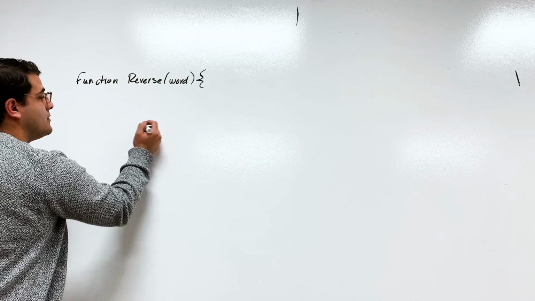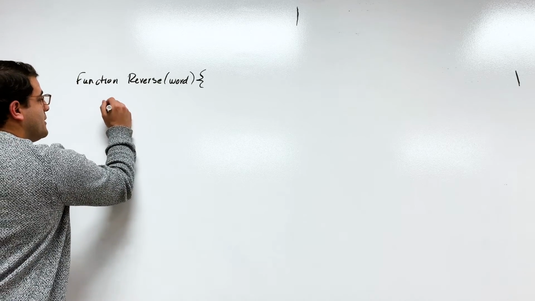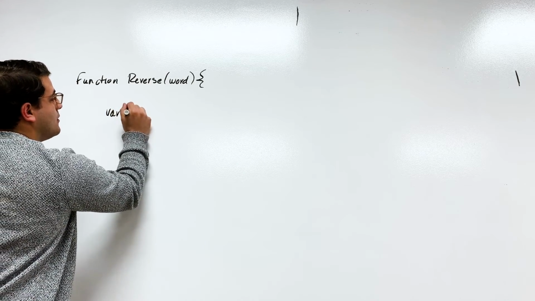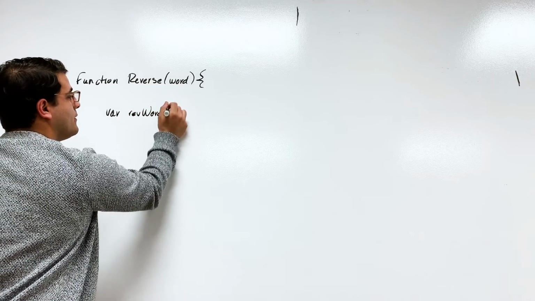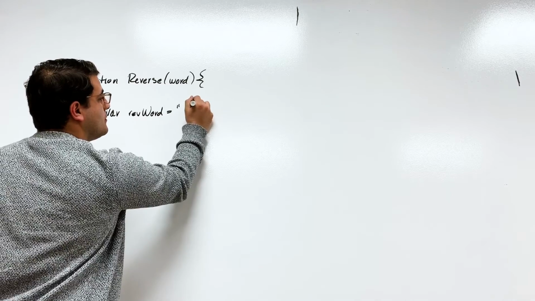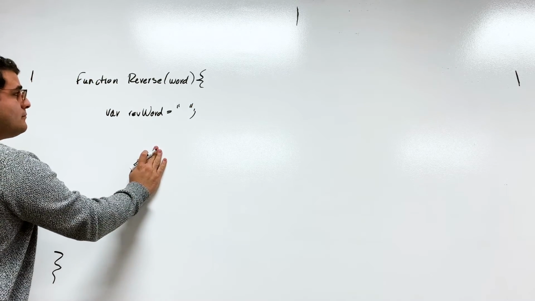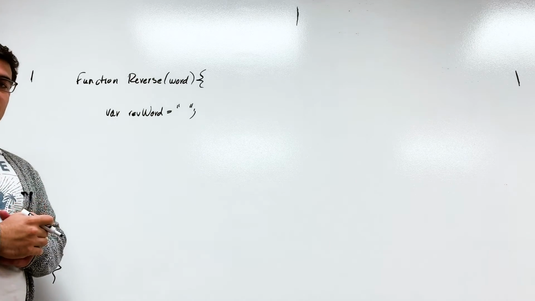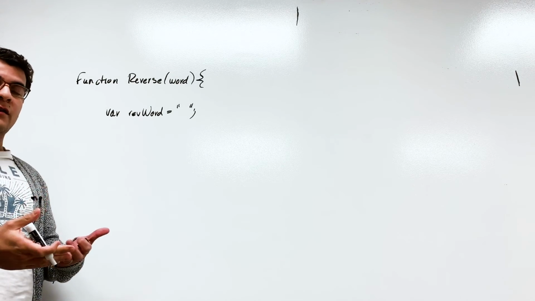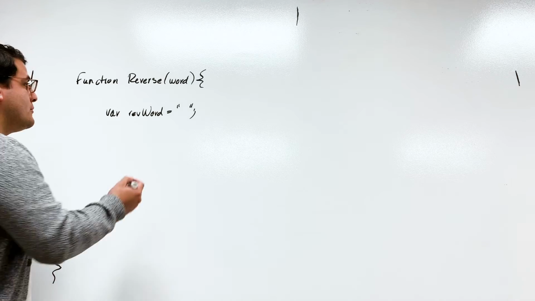Now we're going to perform our solve. So first we're going to create a variable called revWord. We're going to make that equal to an empty string. Now we have to iterate the word that's coming in so that we can reverse the word itself and then return that to the user.